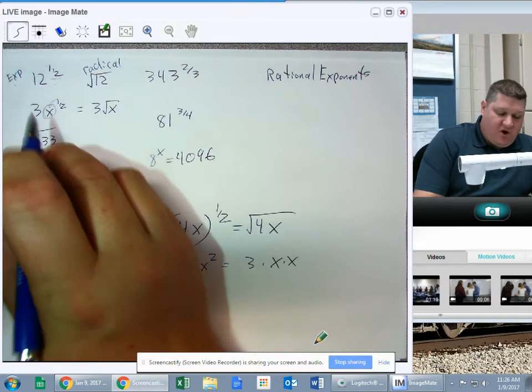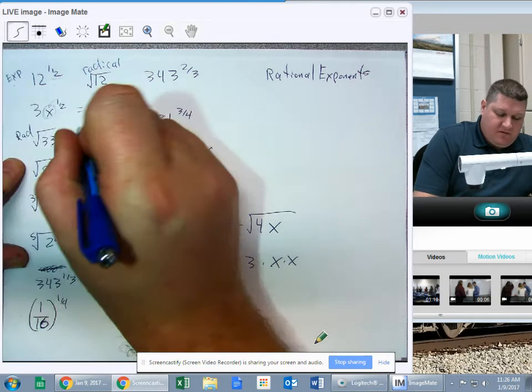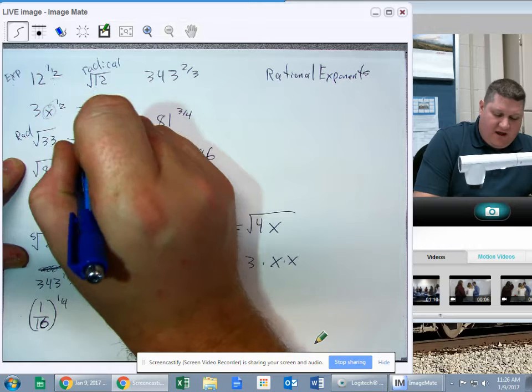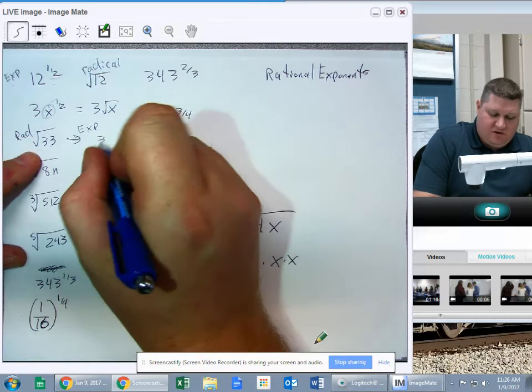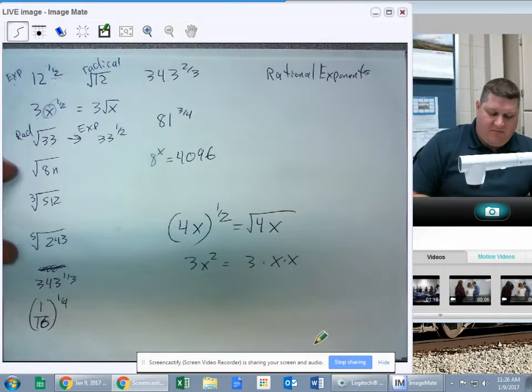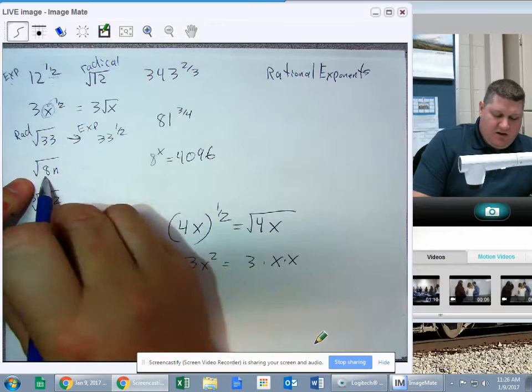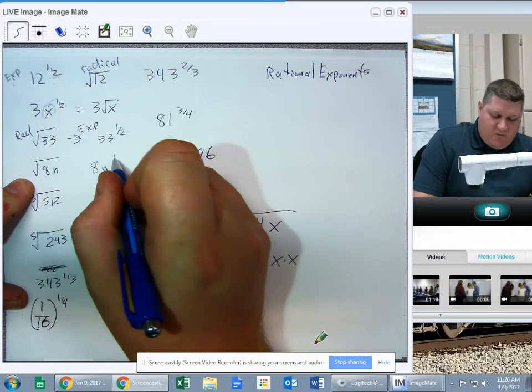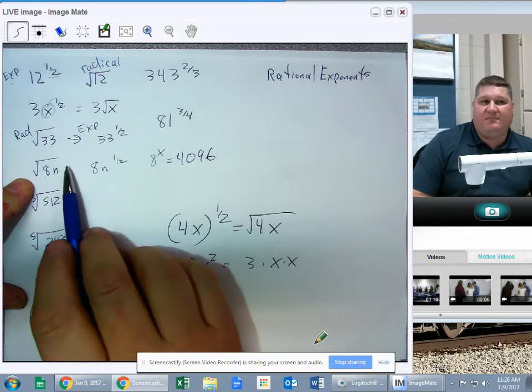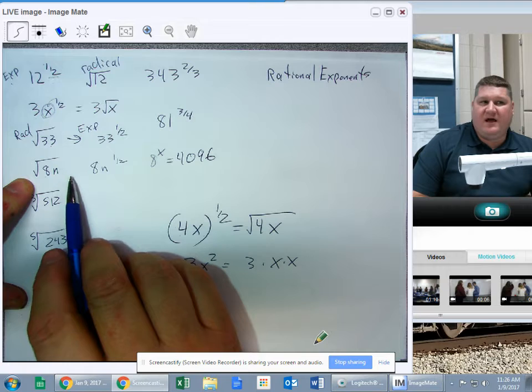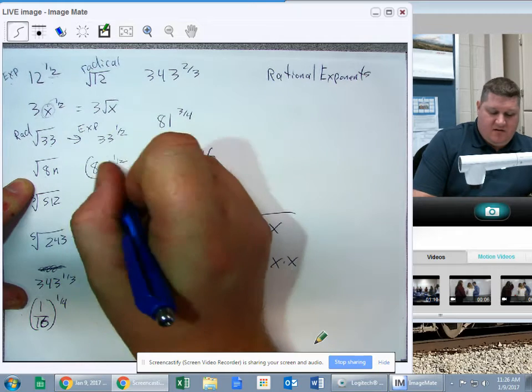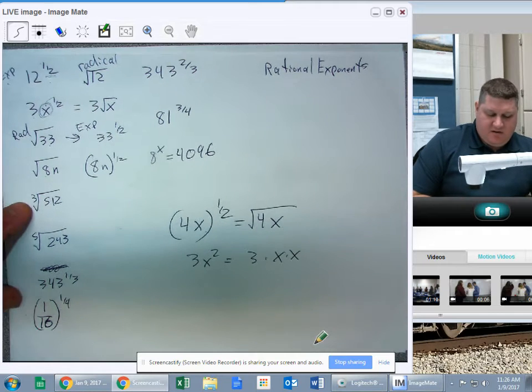Down here, go from radical to exponential. To go from radical to exponential, it's going to be 33 to the 1/2 power. Here, it's 8n to the 1/2 power, but just like we talked about, what is to the 1/2 power? The 8 and the n.